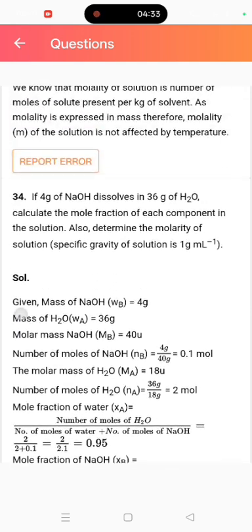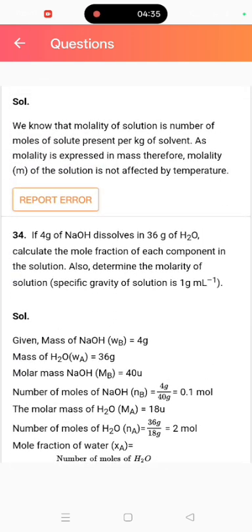Next question. 4 gram of NaOH dissolves in 36 gram of H2O. Calculate the mole fraction of each component in the solution. Mole fraction equation you know, right? Also determine the molarity of the solution. First of all, we need to write the given values. Mass of sodium hydroxide is 4 gram. Mass of H2O is 36 gram.